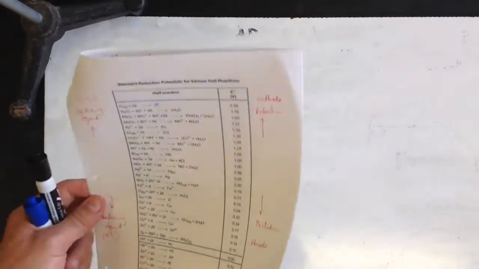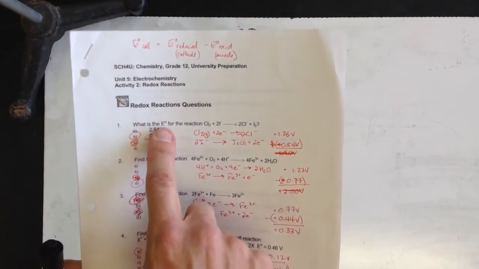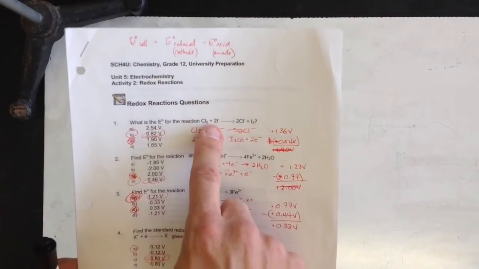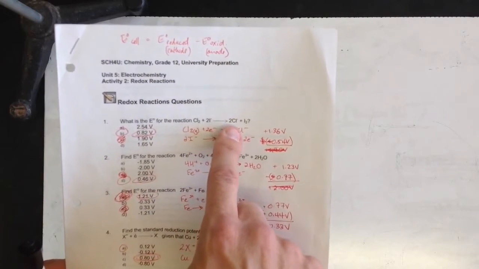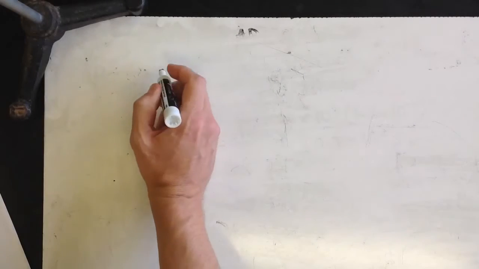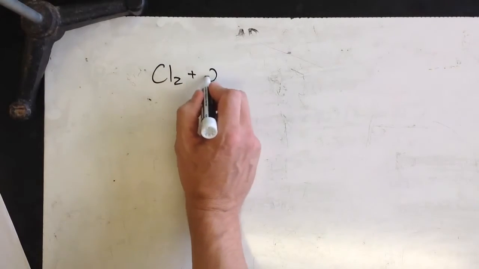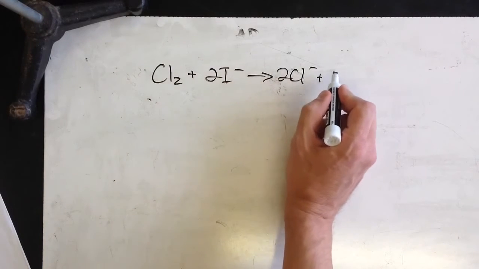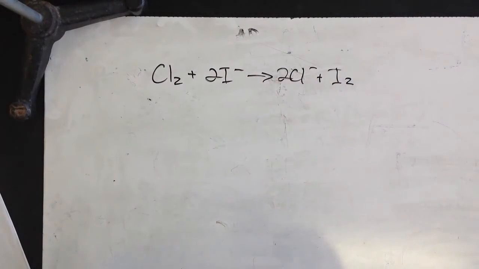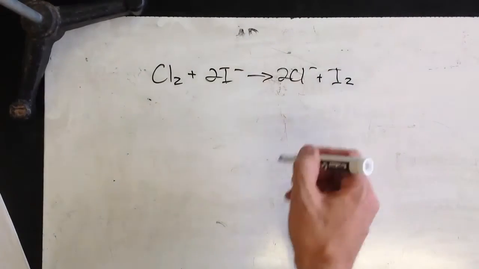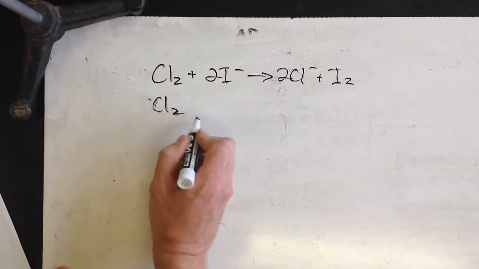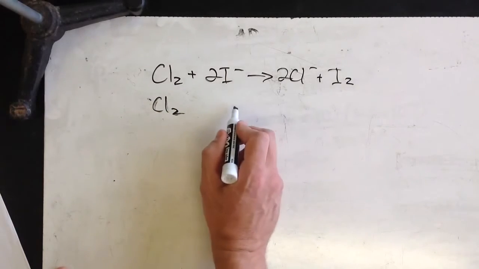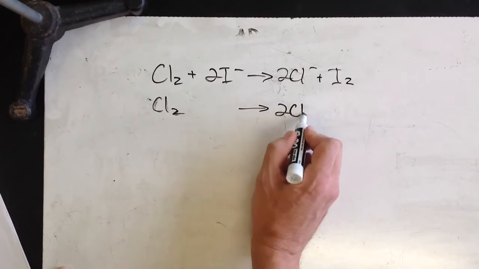We'll look at the first example from the homework, which is: what is the potential for the reaction chlorine plus 2 iodide yields 2 chloride plus iodine? So let's just write that out. Alright, so that's our reaction. The first thing we're going to do, since it's going in this direction, is split it into its half reactions. So we have chlorine, and on this side we've got 2 chloride ions.